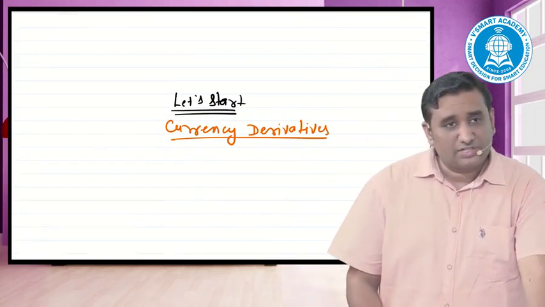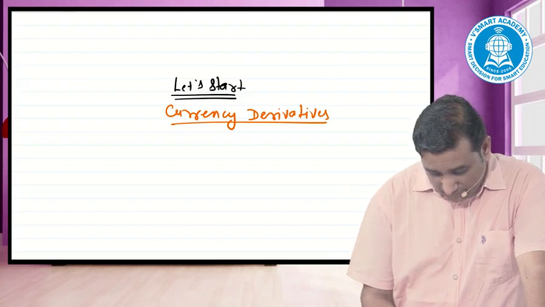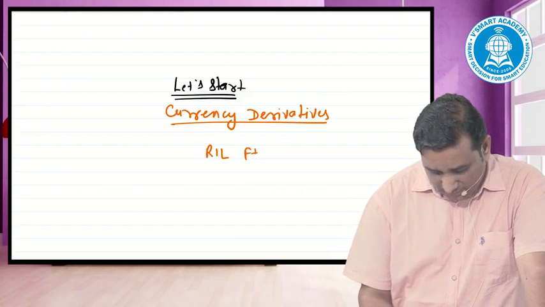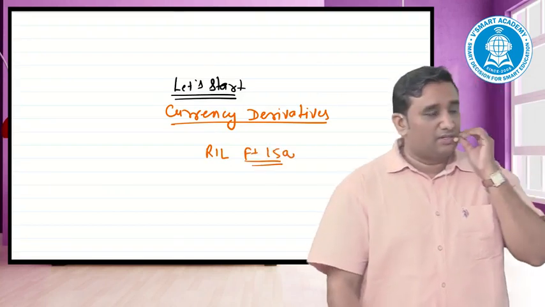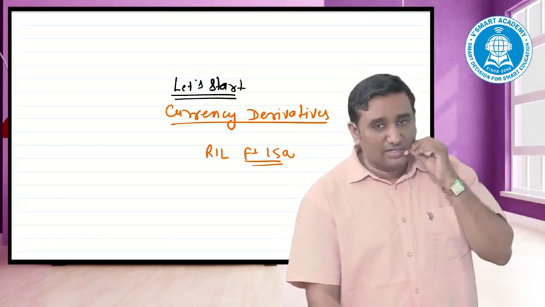In the case of shares, the problem was not much. For example, when we say Reliance, you can do Reliance RIL F plus at 1500 rupees. That means you're betting on the Reliance share, you will buy or sell. One party buys, the other party sells.